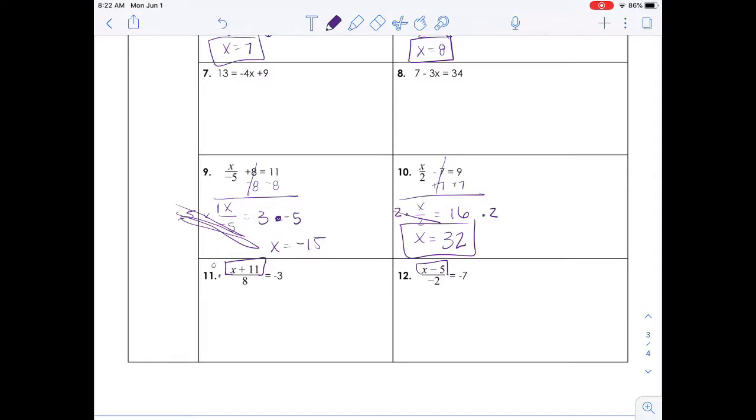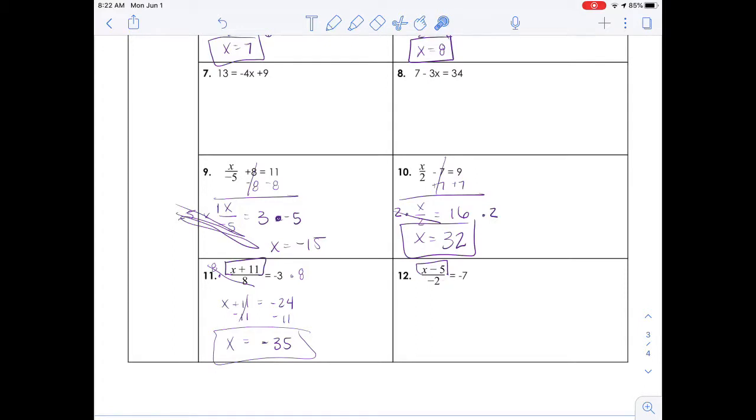So here, that whole operation is being divided by 8. I have to get it out of the box before I can undo it. So I'm going to multiply both sides by 8. That goes away, and I get x plus 11 equals negative 24. And now that that addition is out of the box, I can get rid of it by undoing it. I'm going to do negative 24 minus 11. Be very careful with your signs. We're subtracting from a negative, so this should get even more negative. If they're both negatives, we combine the numbers and keep the sign. So x is negative 35.